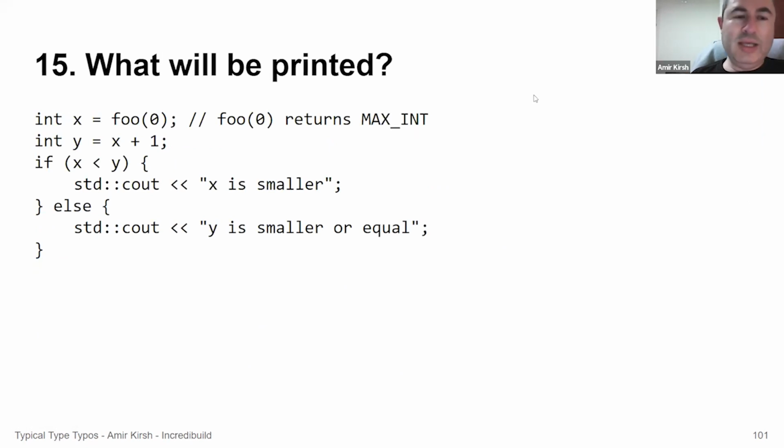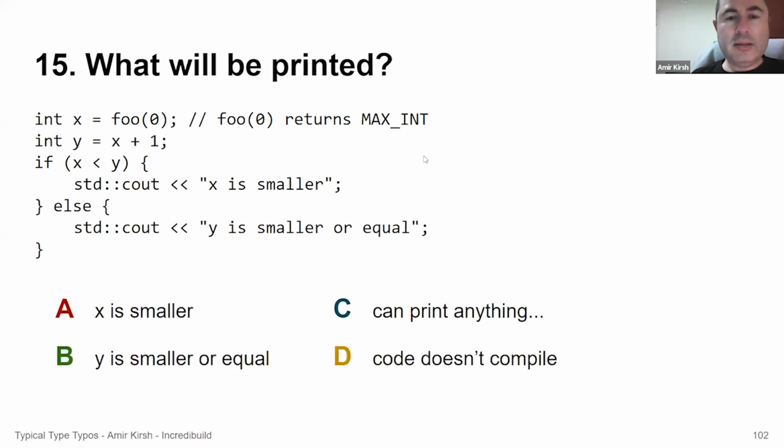What's the problem with this one? So we have an int x that calls foo with 0. Let's assume that foo with 0 returns max int. Then we go with int y equals x plus 1. And then we ask whether x is less than y or not. Print "y is smaller or equal". I mean, it's either x is smaller or not.